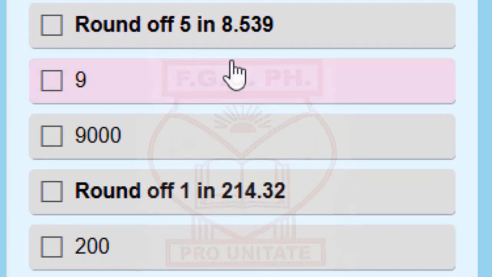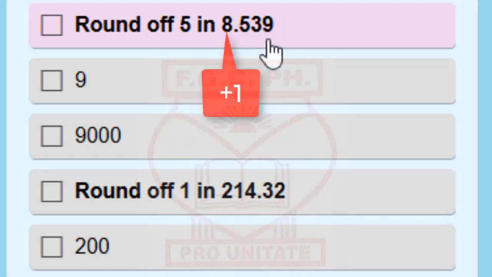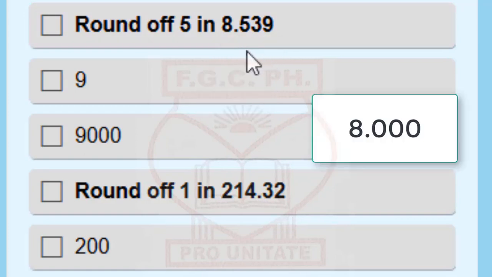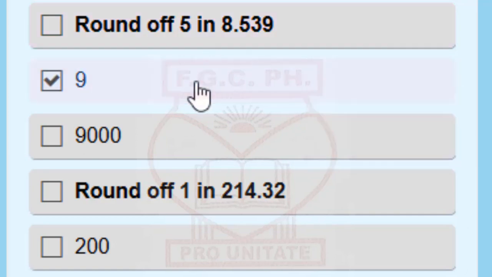Round off 5 in 8.539. 5 will be rounded up to make 8 become 9. 539 becomes 000, which are all after the decimal point, therefore they will be wiped out. So you got 9 to be your answer.